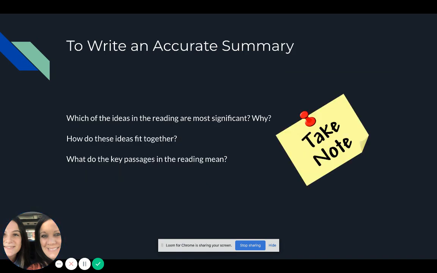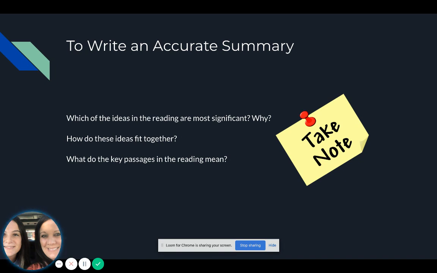To write an accurate summary, there are a few questions that I want you to think about. First is, which of the ideas in the reading are most significant and why? How do these ideas fit together? And then what do the key passages in the reading mean?